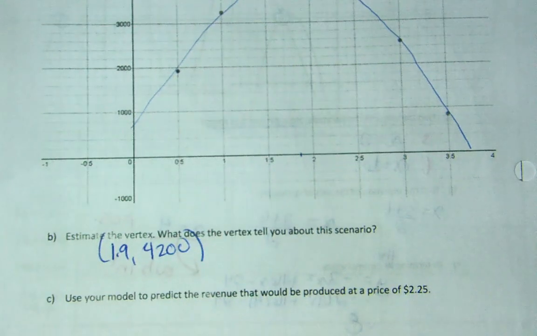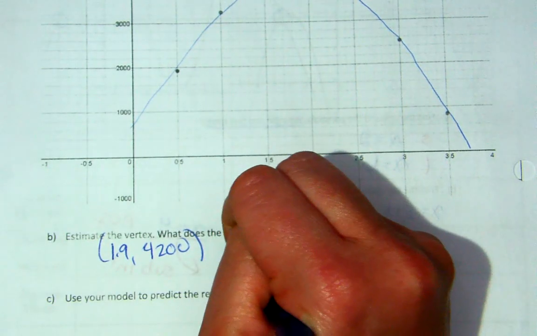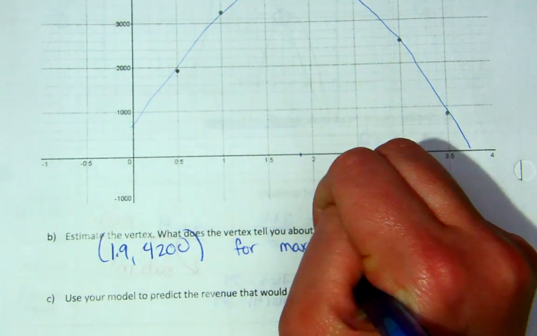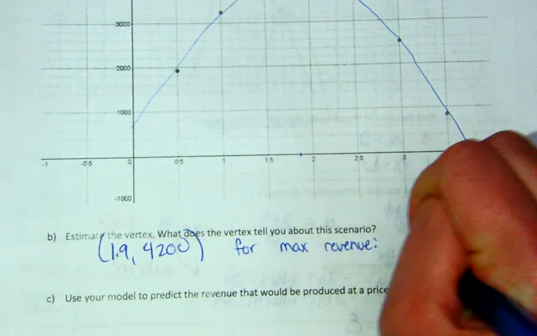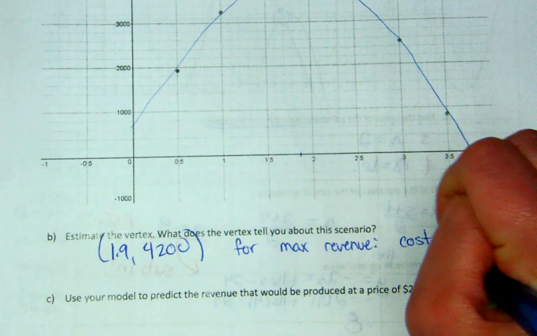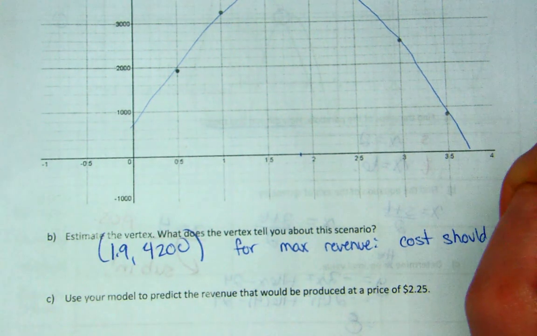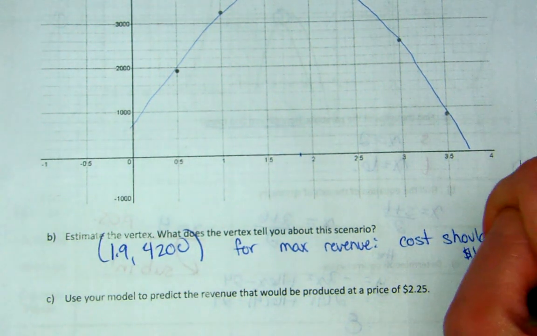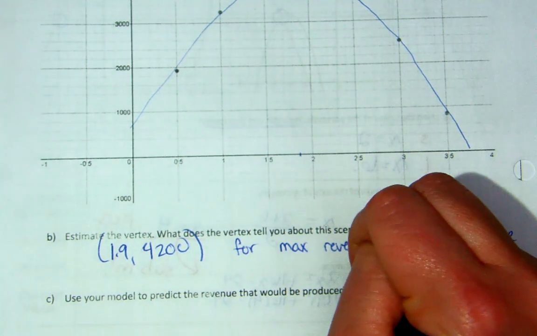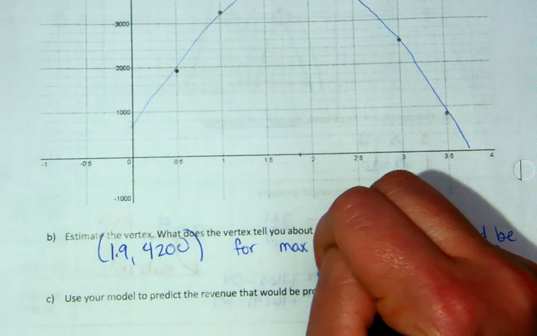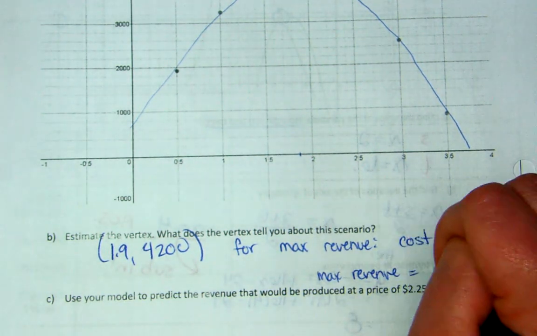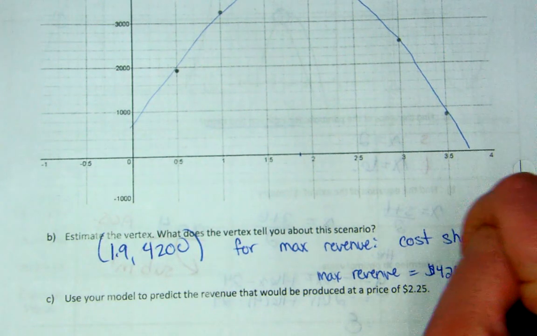So what does this mean? For max revenue, so for maximum cash coming into the store, the cost should be $1.90 for a cone, and the max revenue is $4,200.